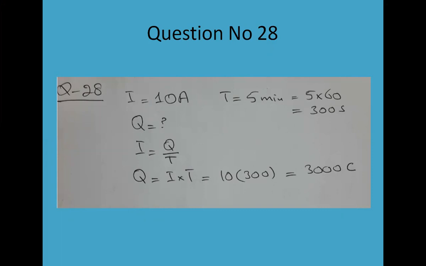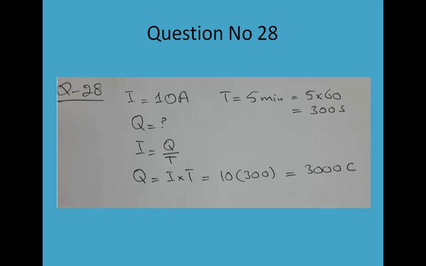The current flowing through it is 10 ampere and the time taken is 5 minutes, but we do not take the time in minutes. So I will convert this into seconds. In 1 minute there are 60 seconds, so in 5 minutes there will be 5 times 60, which is 300 seconds. So I equals Q divided by T.